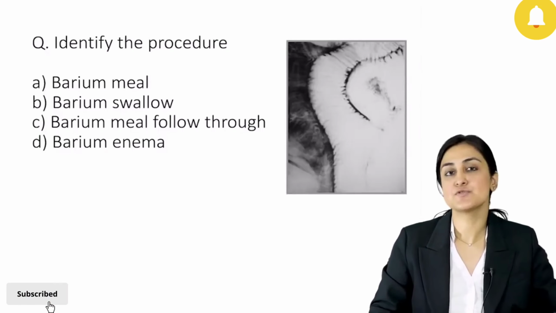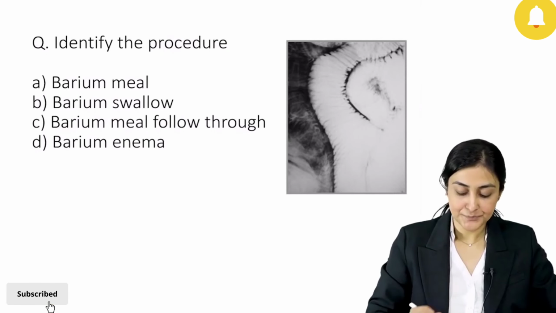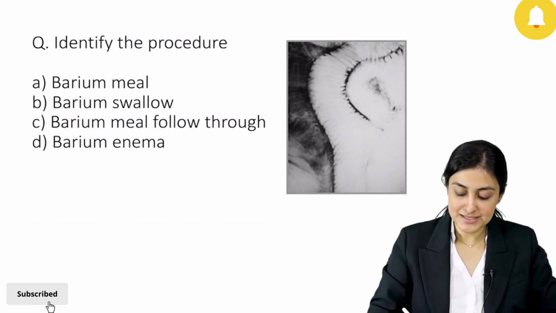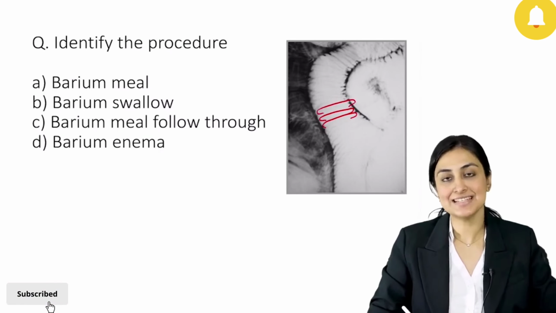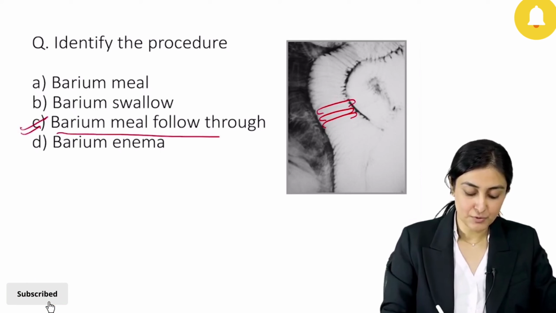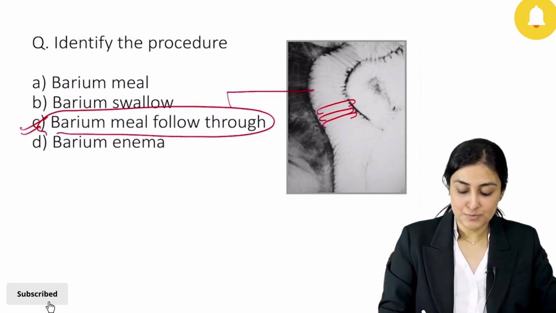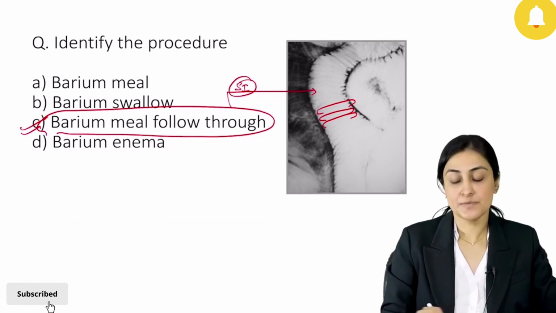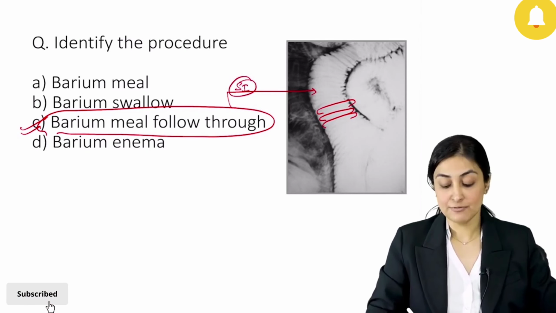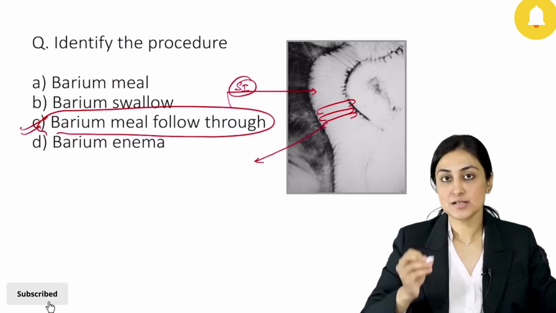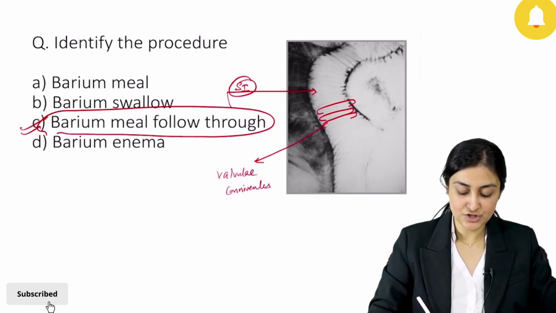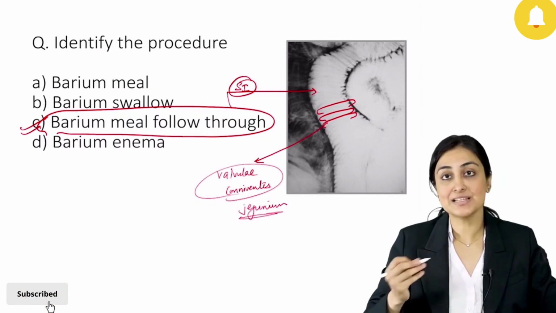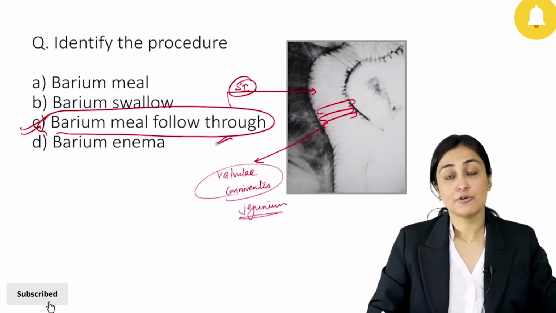Now talking about the various names of barium procedures. So what do we see here? This is a zoomed image of barium. Here you can see these complete mucosal folds. We see this coiled spring kind of appearance, this concertina kind of appearance. This is suggestive of barium meal follow through, which is basically done for small intestinal loops. And these complete mucosal folds are the valvulae conniventis, which are a feature of the jejunum. So in the jejunum, we are going to be seeing these complete folds, and when we are evaluating the small intestine, we call it barium meal follow through.